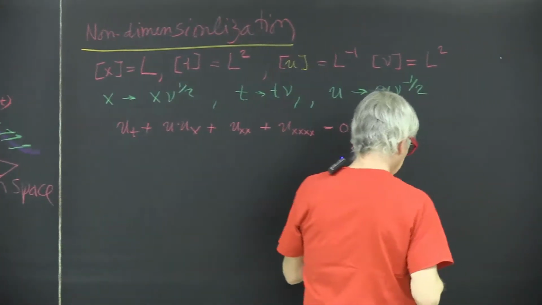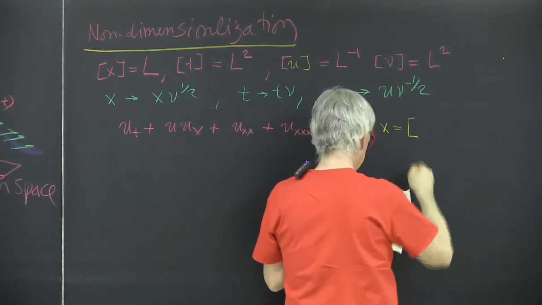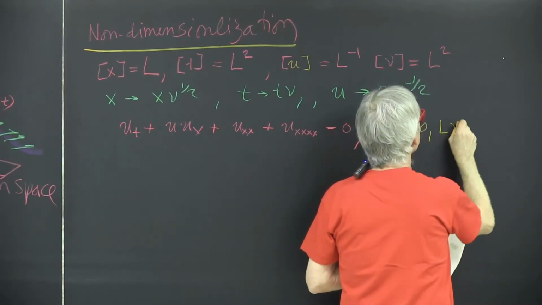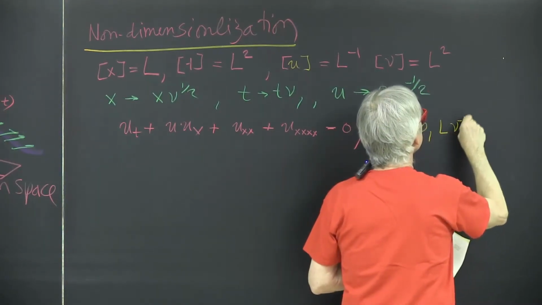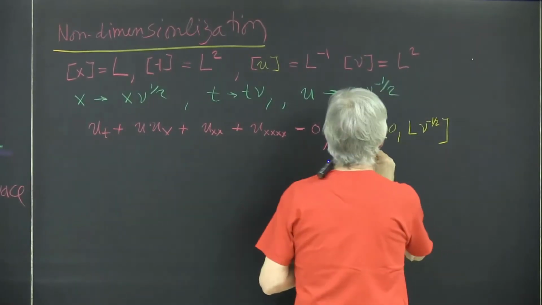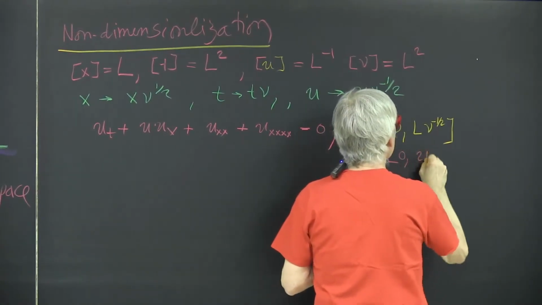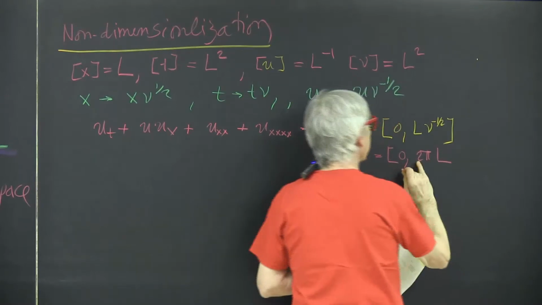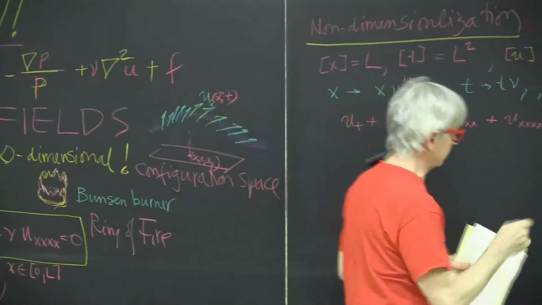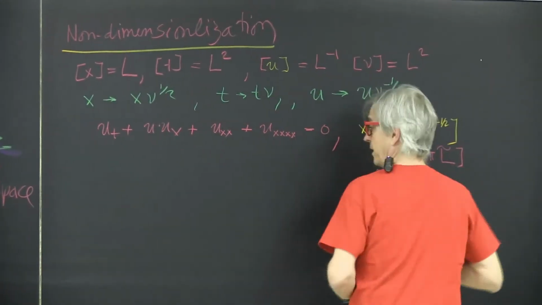is zero, x now being restricted to the domain from 0 to L times mu minus 1/2. And now notice this becomes dimensionless, or it's convenient to write this as 2 pi. This 2 pi will be natural because it's a periodic domain, and when we get to the Fourier transform and such, it will be a natural thing.